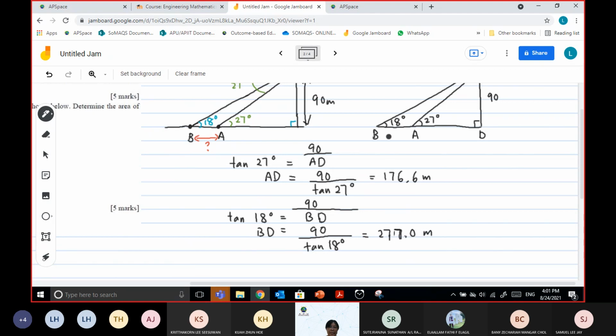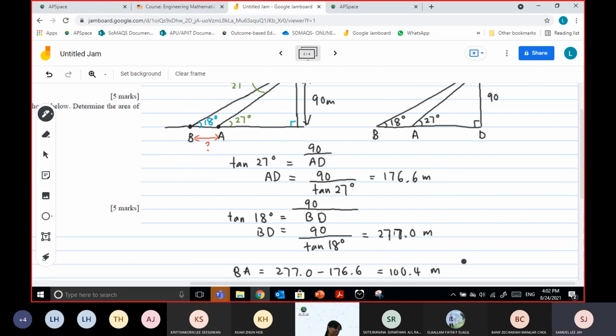Then I am able to get the distance, which will be 277 minus 176.6. So I think this is the easiest way, but I think there are multiple ways of doing it.